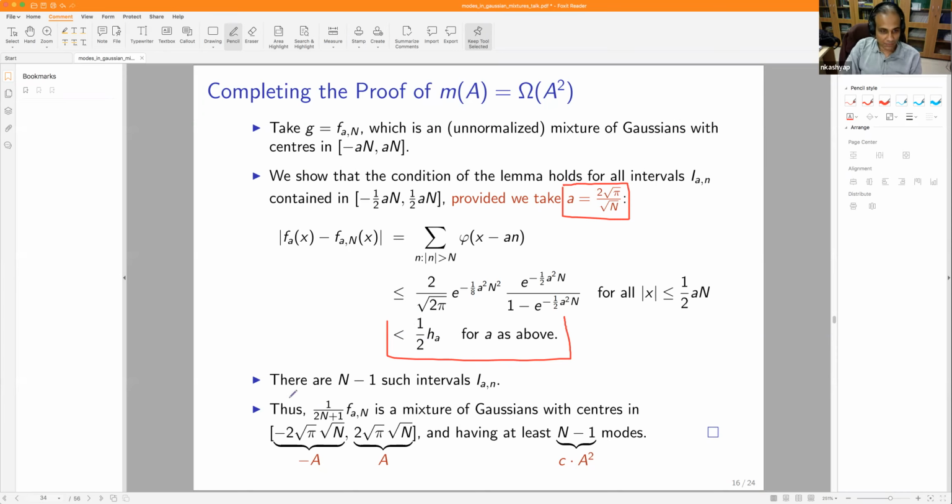Now, so yeah, but this is it. This gives us a construction of a mixture of Gaussians with centers in about minus constant times square root n to constant times square root n, minus a to a, having at least n minus 1 modes, which is a squared modes.